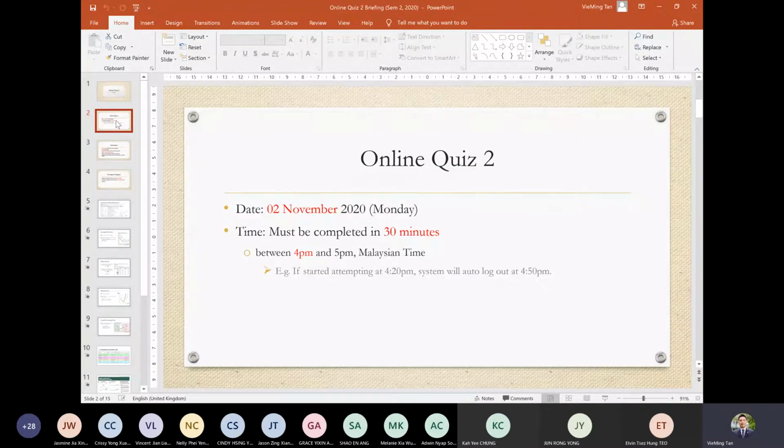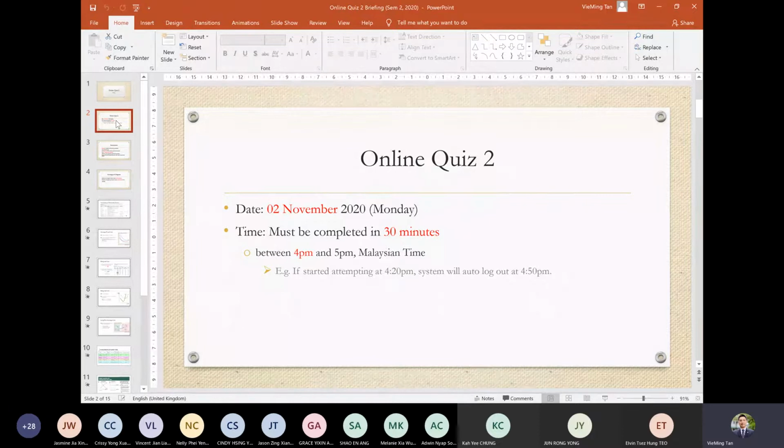Okay. So the online quiz 2 will be scheduled on the 2nd November, which is Monday. The quiz will be open for students to attempt starting from 4 p.m. Malaysian time. In fact, the duration of the quiz is only 30 minutes, but because some of you may have technical issues or internet access problems, you're allowed to attempt the quiz within 4 p.m. to 5 p.m. Malaysian time, but you're only allowed to use 30 minutes to attempt the quiz.